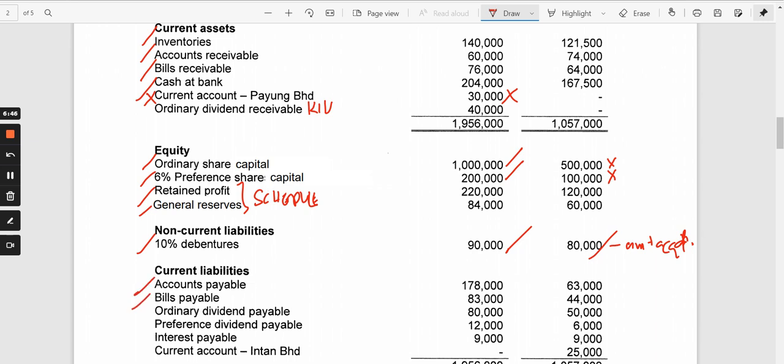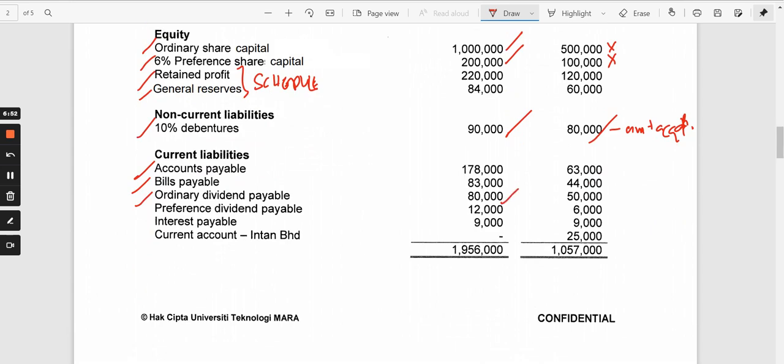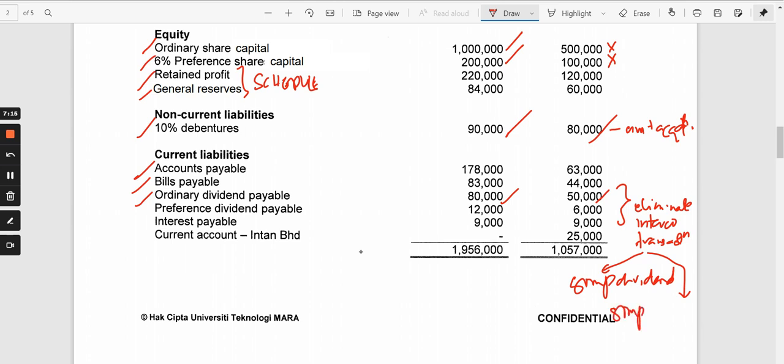Accounts payable will be included, bills payable will be included, you will have to add. Only dividend payable you are going to include, but you are going to eliminate any intercompany transaction, either intercompany group dividends or intercompany group debenture interest. Okay, so this will have to be checked. So you need to go and add, but at the same time you need to go and eliminate.